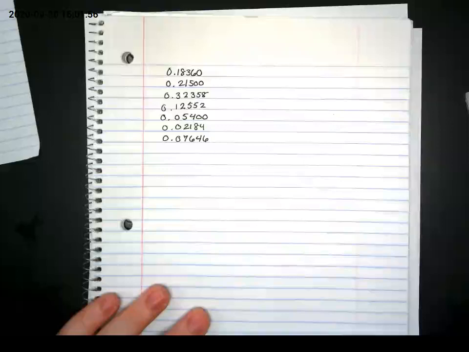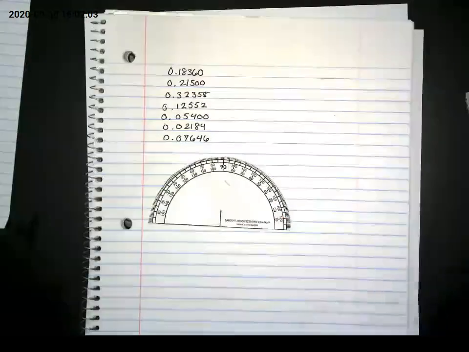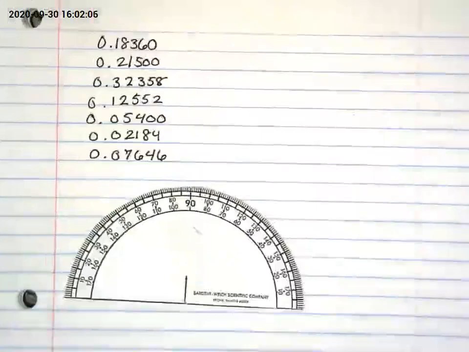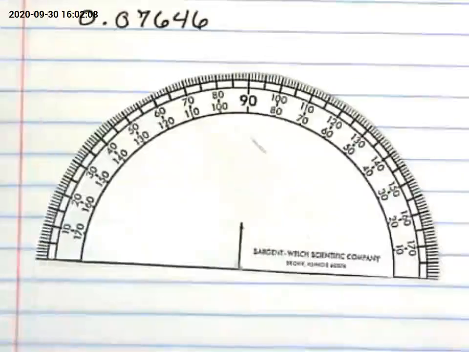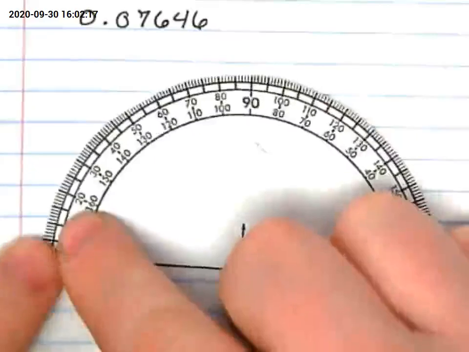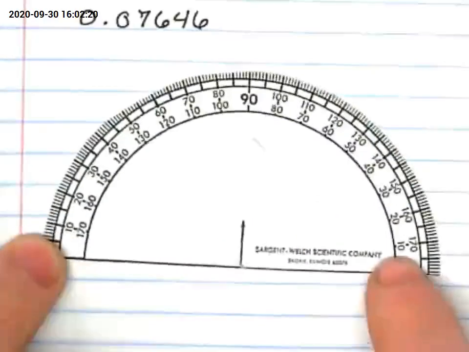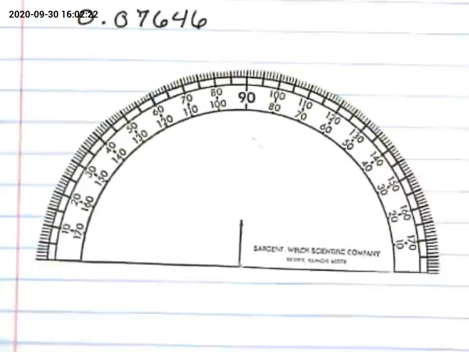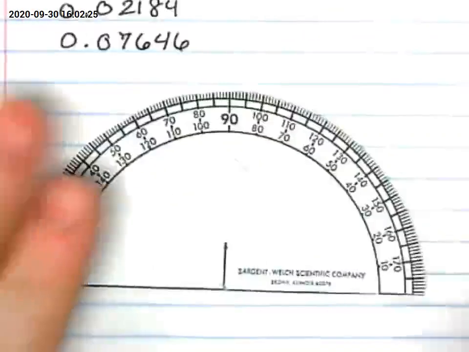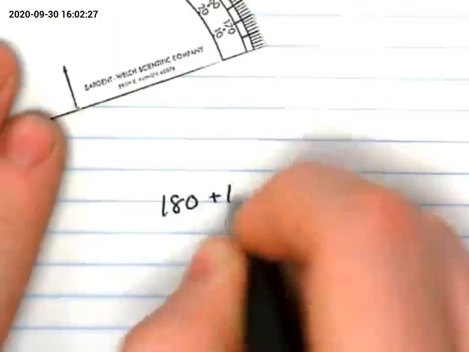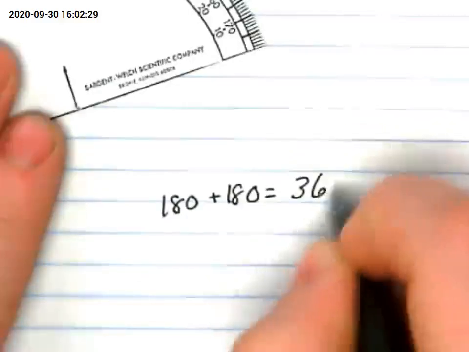Well, a circle, remember, and you can even see it here in your protractor because it's literally half a circle. Your protractor is half a circle. Well, in degrees, what's half a circle? Half a circle is going to be 180. So from here all the way over to here is 180 degrees. If we had two pieces, 180 plus 180 is going to give us 360 degrees.